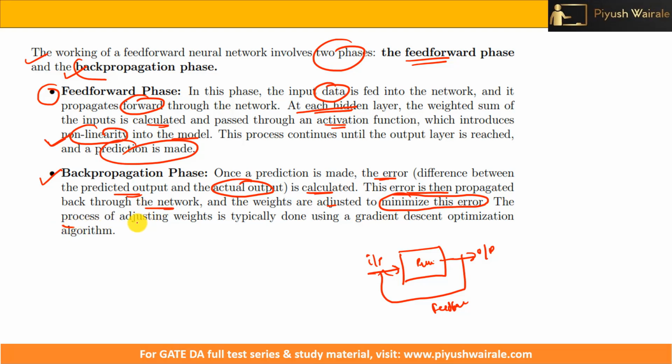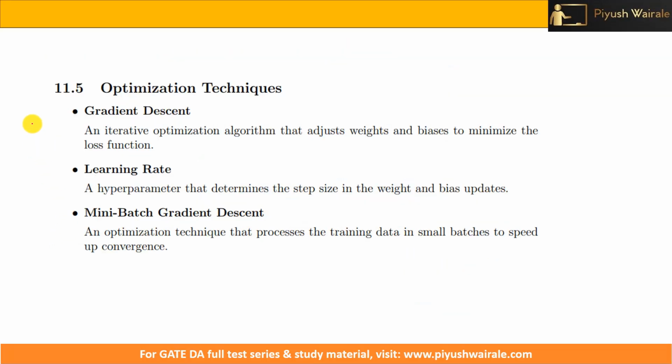The process of adjusting weights is typically done using the gradient descent optimization algorithm. There are different optimization techniques in this topic. We can discuss that, but it is not required from the GATE exam point of view. Just remember the names, that will be enough. So what are those optimization techniques? The first one is gradient descent, we all know what this is. It's an iterative optimization algorithm that adjusts weights and biases to minimize the loss function. What about learning rate? It is a hyperparameter that determines the step size in the weight and bias updates.